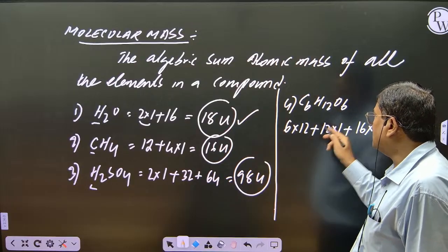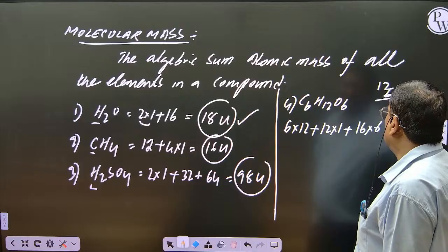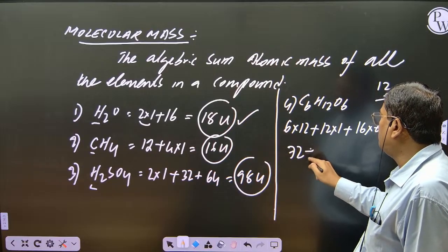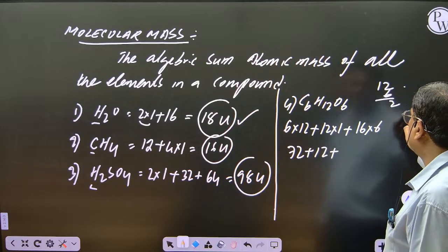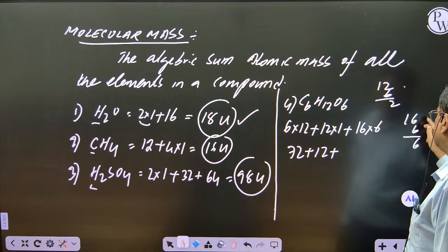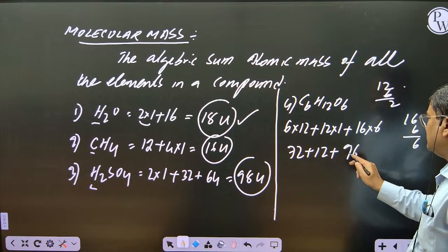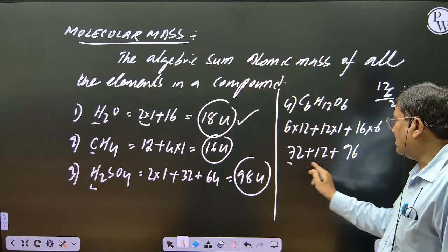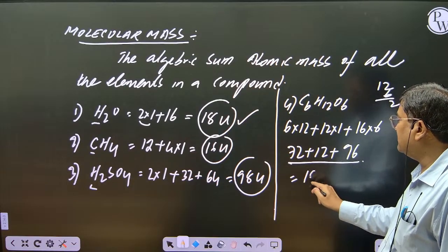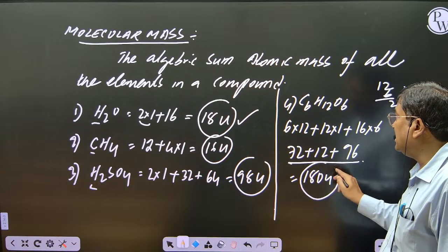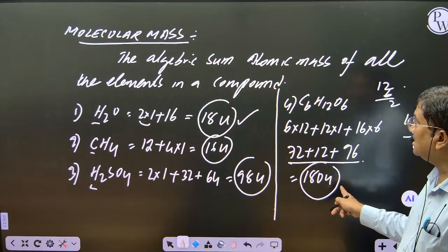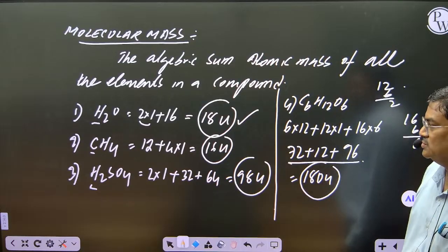So 12 sixes, how much do we get? 12 sixes are 72. 72 plus 12 plus 16 sixes. 16 sixes how much? 6 sixes are 36, 96. When you add the total sum of all these elements, you get nearly 180. Check, is it coming 180 or not? This is the molecular mass of glucose.